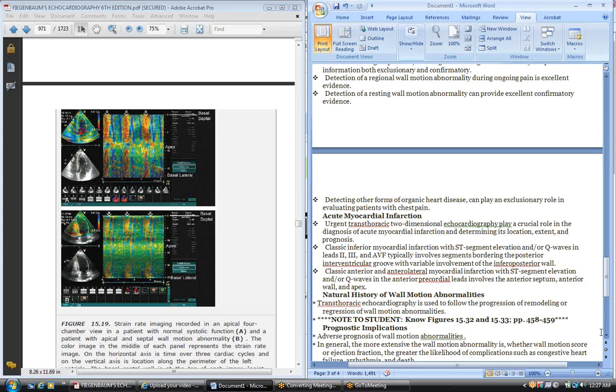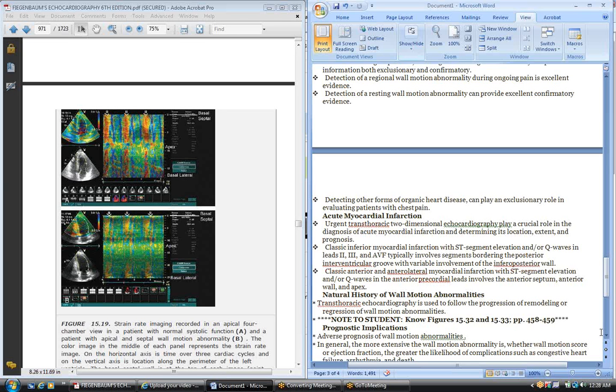Classic inferior myocardial infarction with ST segment elevation and/or Q waves in leads 2, 3, and aVF on the EKG typically involves segments bordering the posterior interventricular groove with variable involvement of the inferior posterior wall, which is the wall you see in the parasternal long axis on the bottom. They call this an ST segment elevation. They call it a STEMI, ST segment elevation myocardial infarction, or a non-STEMI, which is a myocardial infarction without ST elevation on the EKG.